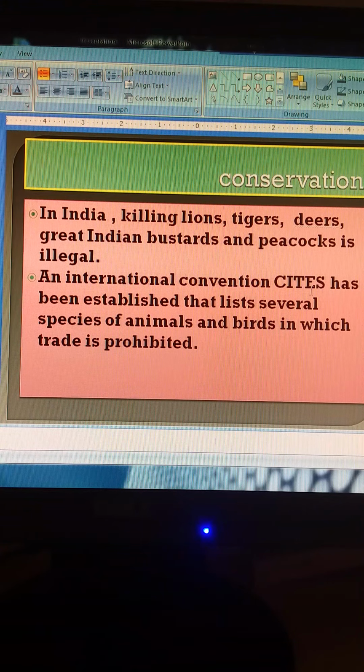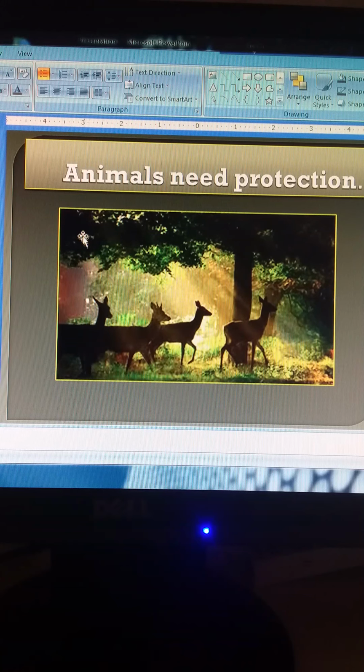We should conserve our animals so that we can have a good atmosphere and maintain the ecological balance we live in. So animals need protection. Just now we said the deer look so beautiful in the forest, but if they are killed, hunted and poached, the time will come when they come under extinction.